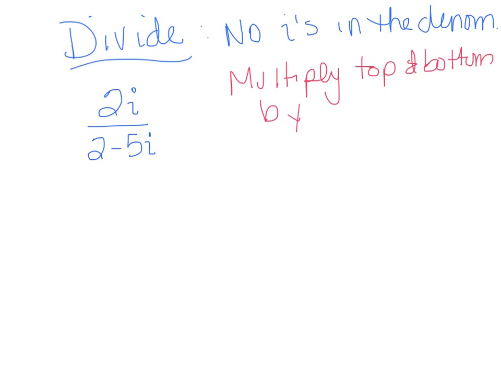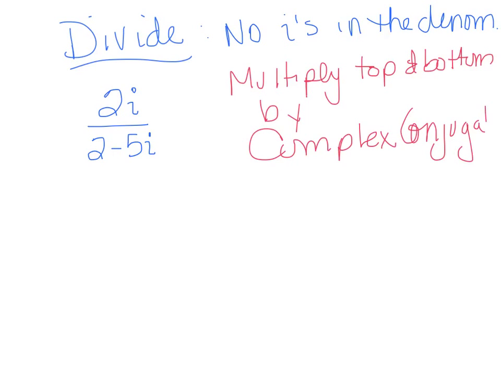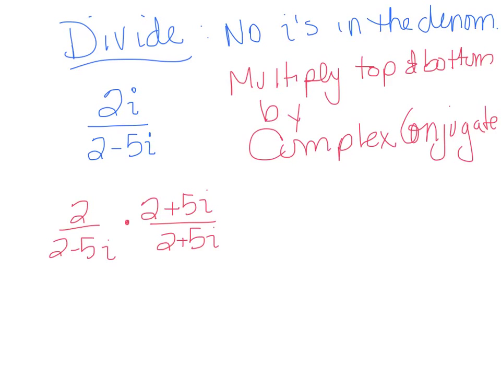by what we call a complex conjugate. You've heard me use the word conjugate before, and that was when we changed the sign of the second number. And now we're going to change the sign of what for us is the second number, the imaginary part. So I'm going to take this 2i over 2 minus 5i, multiply top and bottom by 2 plus 5i. This is your complex conjugate, 2 plus 5i. So now all I have to do is multiply that together. Well, look what happens. Neat things are going to happen.